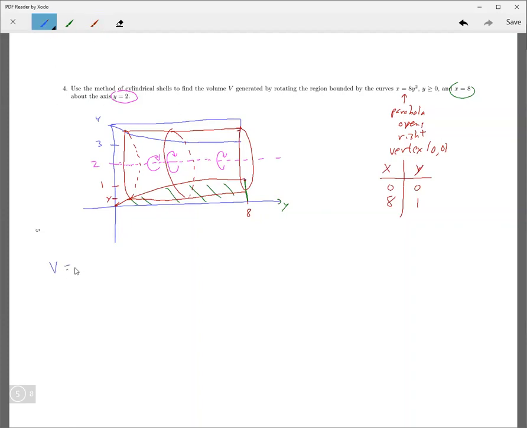Okay, so great. Let's go ahead and find the volume. You're going to go from 0 to 1 because that's where the region is, as far as the y component. So 0 to 1 because we're integrating here. Okay, so we got 2 pi r of y, h of y, dy. And that's what we're looking at.